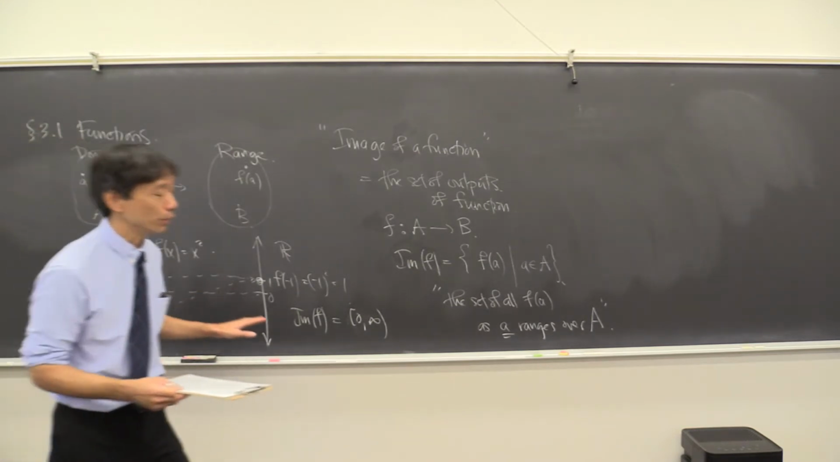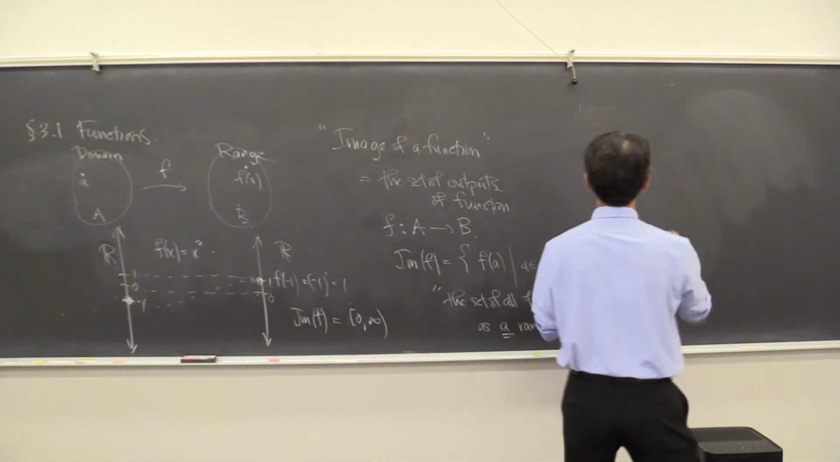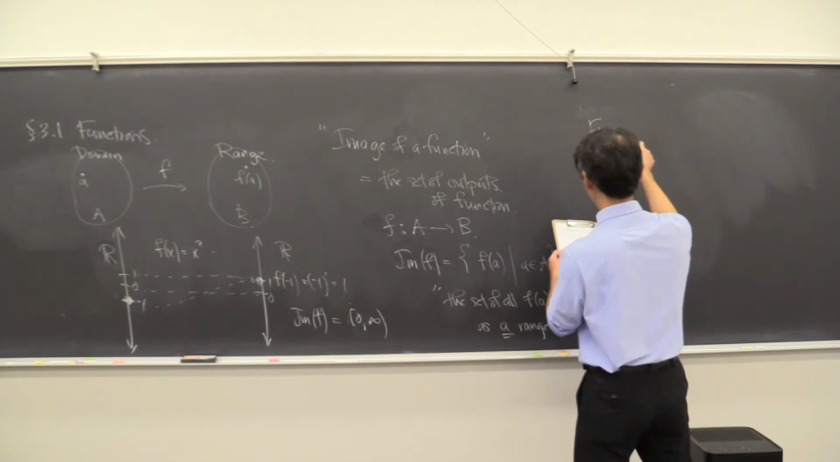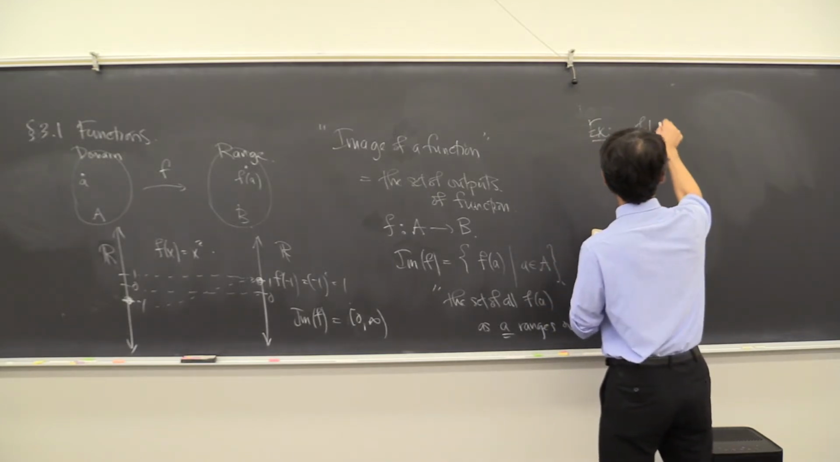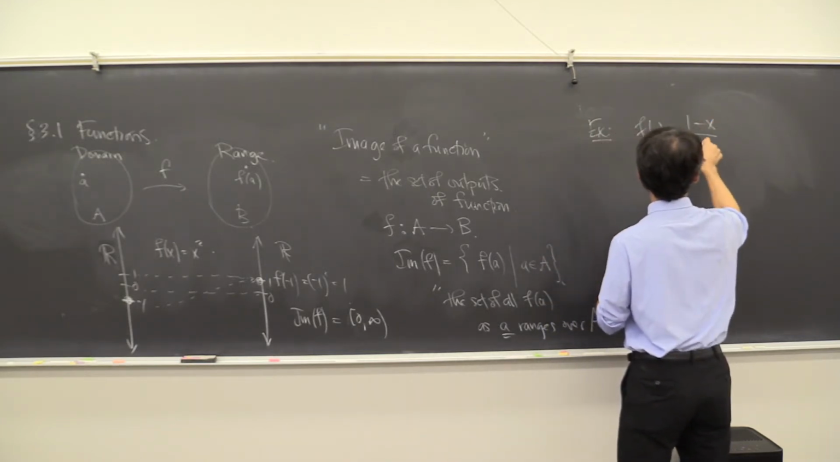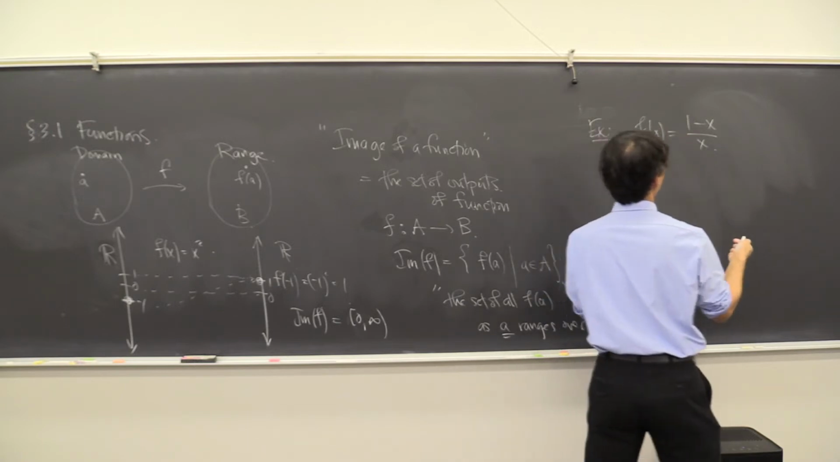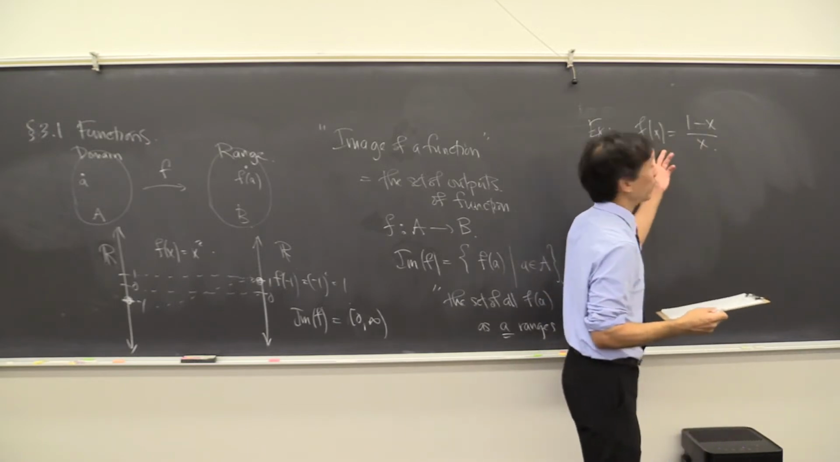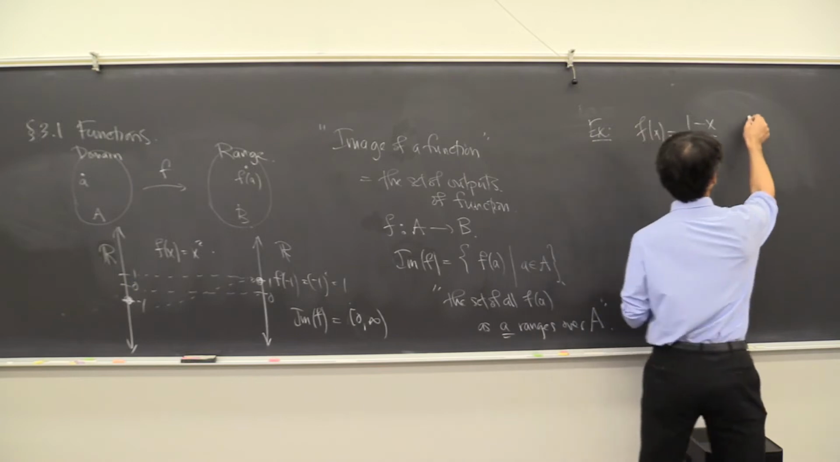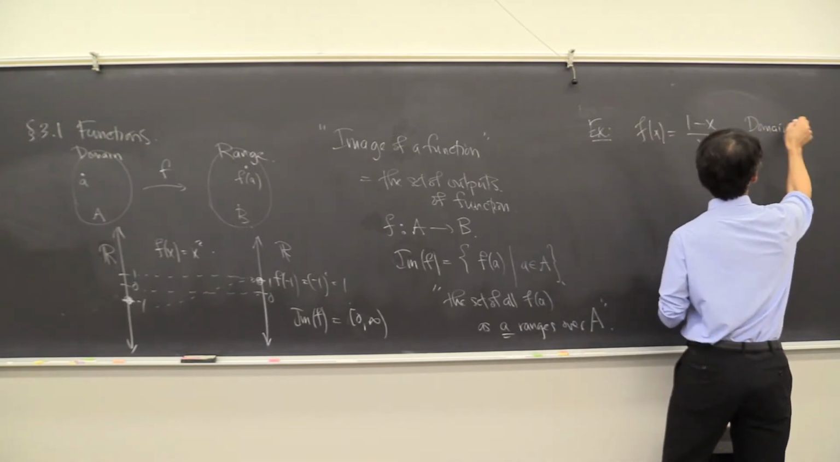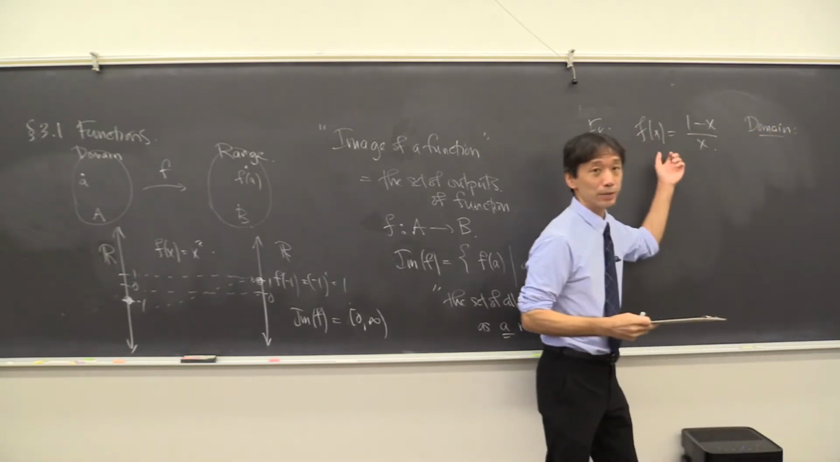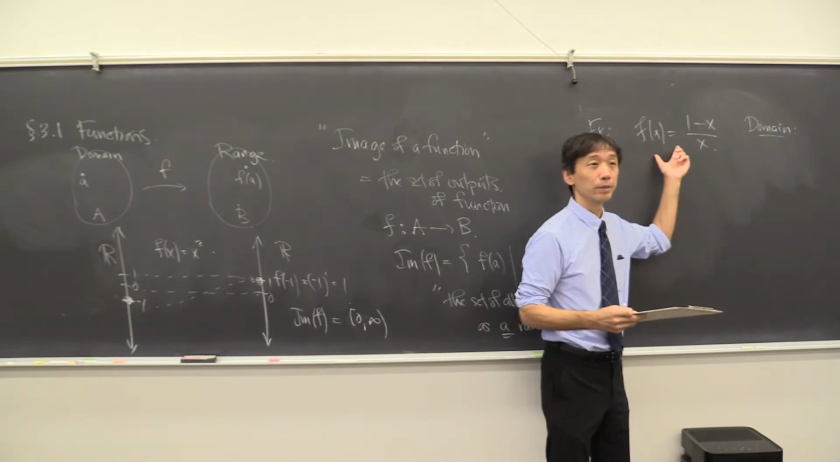Okay, and I'm going to go a little quickly now because we did this example last time. So here's the example we were finishing up with. We had this function, f of x is (1 minus x) over x. What's the domain? What kind of x's can you put into this guy?